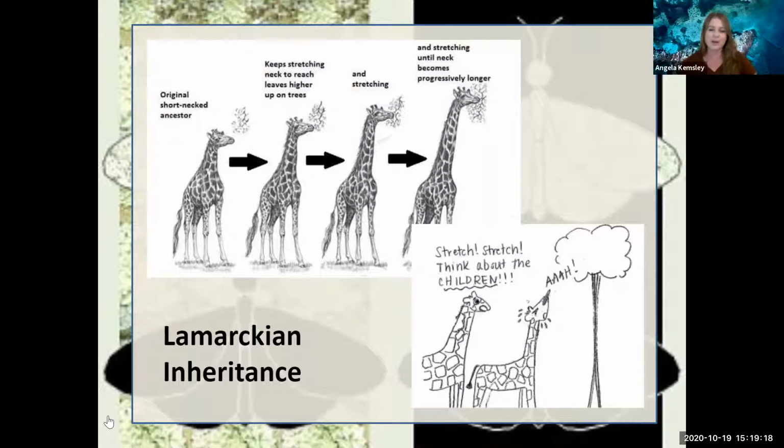If you look at the picture at the bottom, think of it like, do it for the kids, honey. Stretch, stretch. And he's like, okay, I got this. And he stretches his neck on purpose in order to reach higher into the trees and then passes that on. So that's the idea of Lamarckian inheritance.